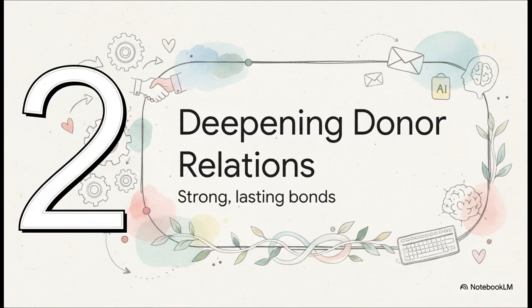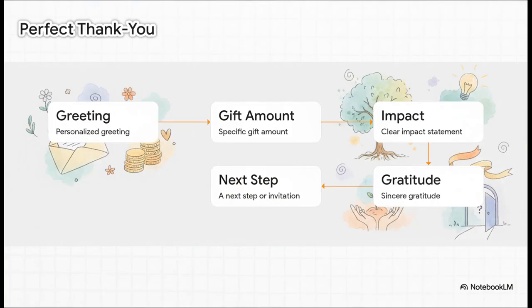All right, let's switch gears and pivot to the second half of our playbook, deepening those donor relationships. Here, we're going to see how AI can level up your communication to build stronger, more meaningful connections with the people who fund your mission. It really all starts with the thank you. And a great thank you letter isn't complicated. It follows a pretty simple formula. You need a personal greeting, you mention the specific gift amount, you give a clear statement of impact, you show sincere gratitude, and finally, you offer a next step or an invitation. AI is absolutely brilliant at nailing this formula every single time.